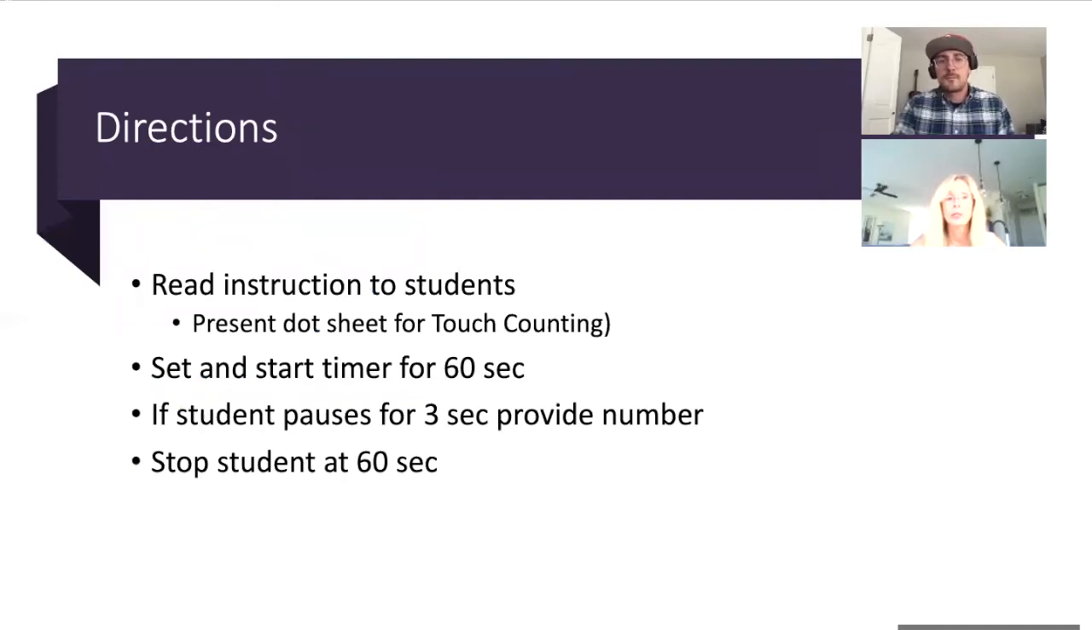So the directions for these are to tell the students the instructions, set a start timer for 60 seconds. Again, like Corey said, if they stop for 3 seconds, provide the missed number, and then tell them to stop at the end of 60 seconds.